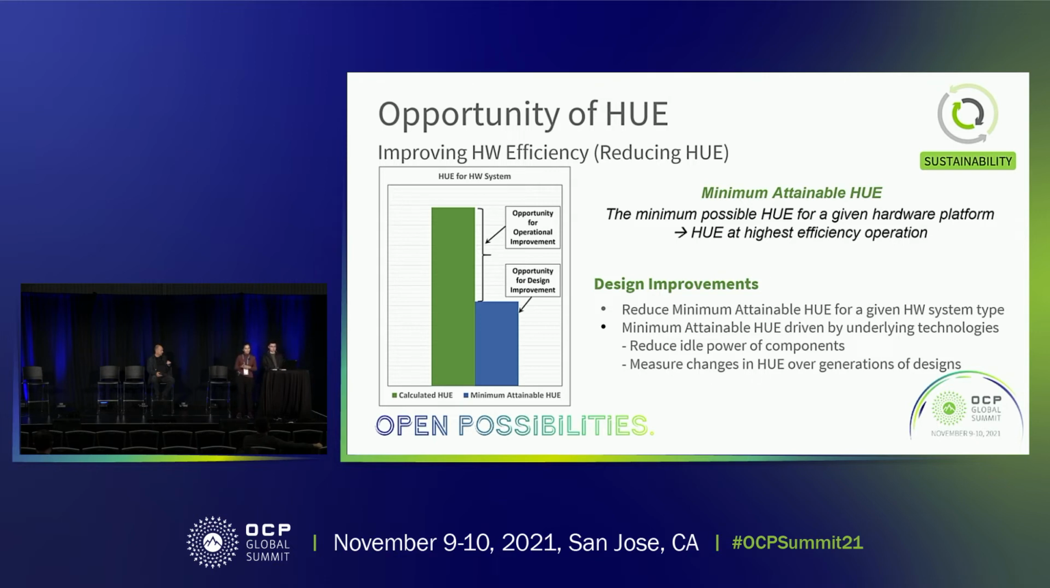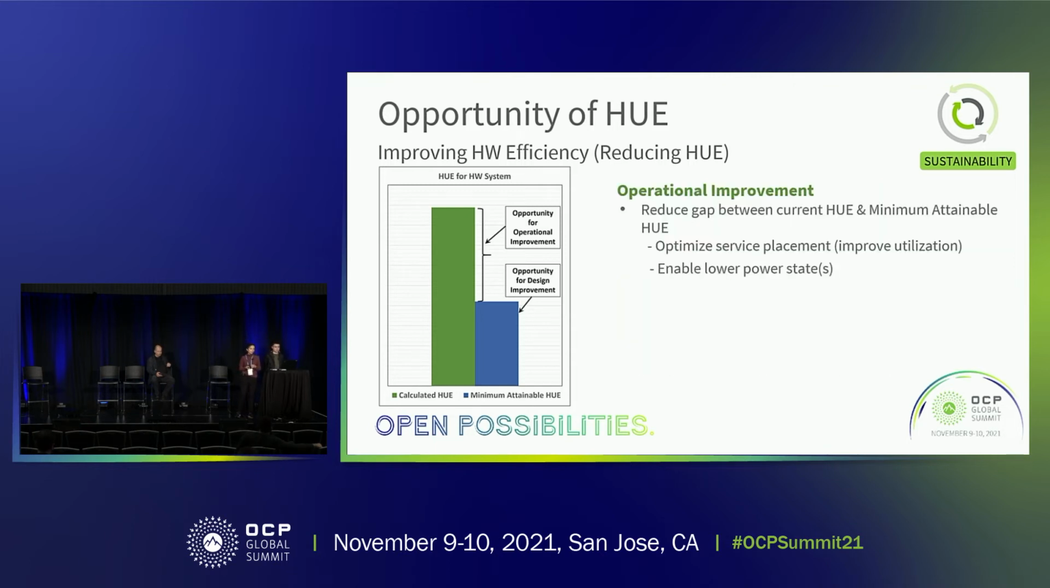Now that we have defined the minimum possible attainable HUE, there are two ways that we can drive improvements in our hardware and improve its efficiency. The first one is design improvements, and that focuses on trying to reduce the blue section that we see here. If we are able to reduce our idle power, that will reduce our minimum attainable HUE. And that is how we can see the improvements over generations in our platforms as well.